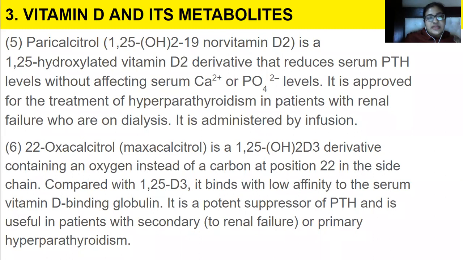Then the sixth metabolite is 22-oxacalcitriol. So it is a 1,25-OH D3 derivative containing an oxygen instead of a carbon at position 22 in the side chain. Compared with 1,25-D3, it binds with low affinity to the serum vitamin D binding globulin. It is a potent suppressor of PTH and is useful in patients with secondary or primary hyperparathyroidism.